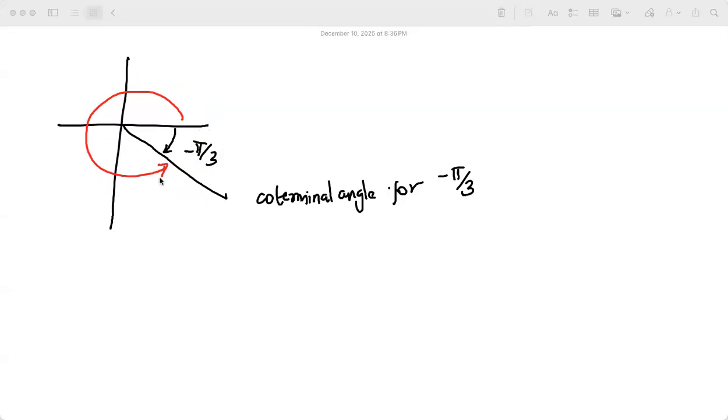This coterminal angle, the red one, how to obtain that? From 2 pi, you are going to subtract your pi by 3 value, then you get that coterminal angle. So 2 pi minus pi by 3 is what? Can I write it out as 5 pi by 3? Okay. What is another coterminal angle in the negative direction itself?